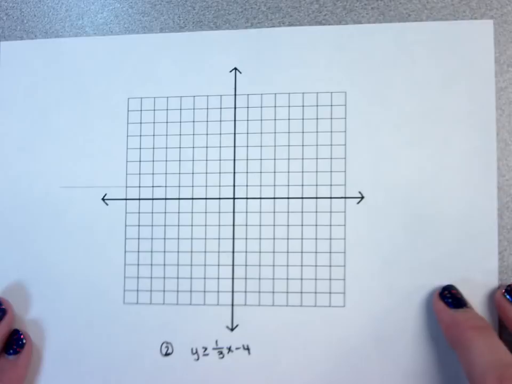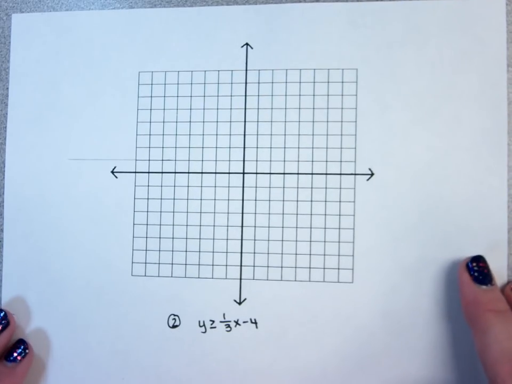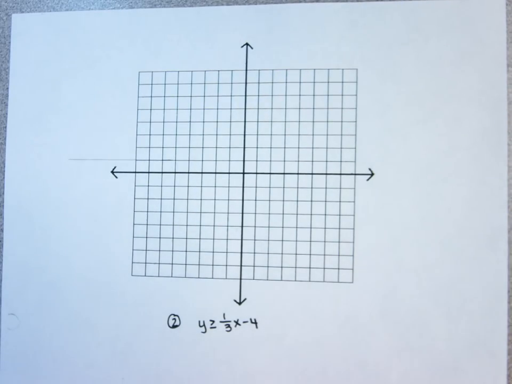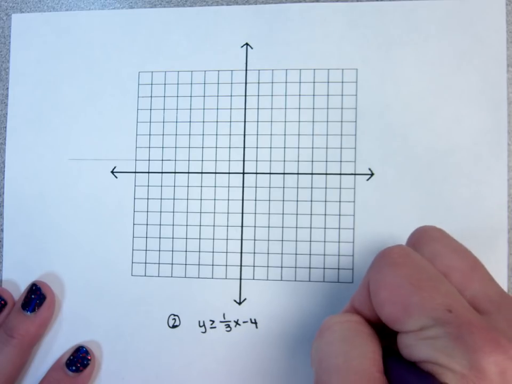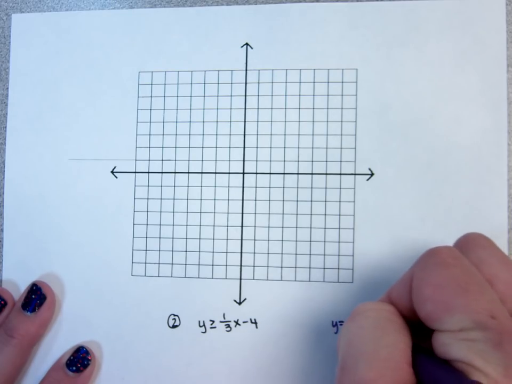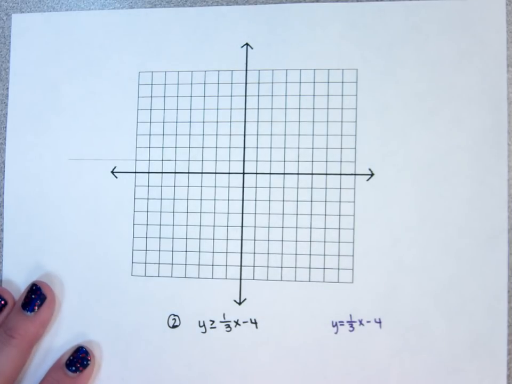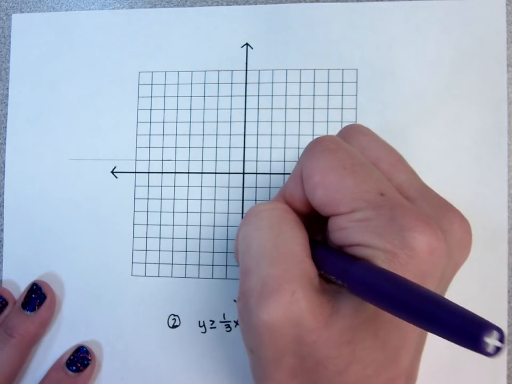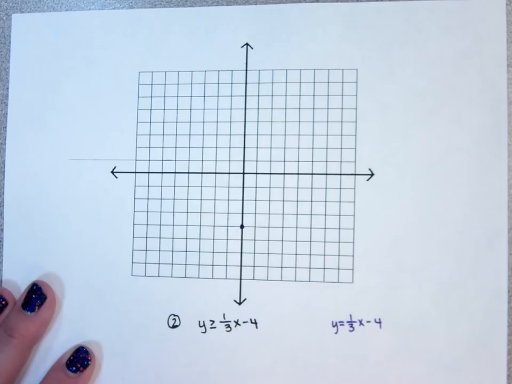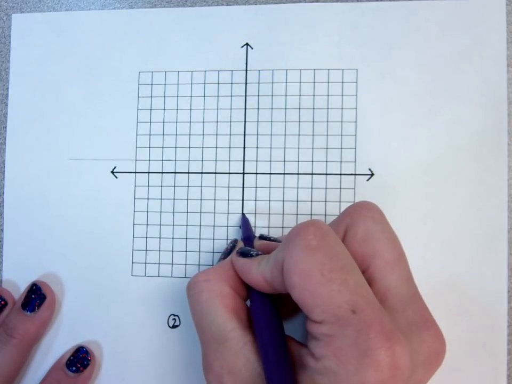Okay, so next example, last example here in this video. y is greater than or equal to 1/3 x minus 4. So same idea, same process as before. Be careful when you're drawing your line. Be careful when you're shading. So we're looking at y equals 1/3 x minus 4. We have a y-intercept of negative 4. So 1, 2, 3, 4. And then we have a slope of 1/3. So up 1 to the right 3.